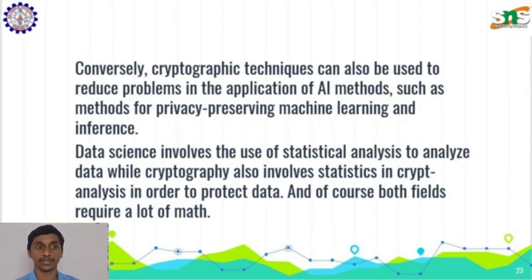Cryptographic techniques can also be used to reduce problems in the application of AI methods, such as methods for privacy, machine learning, and inference. Data science involves the use of statistical analysis to analyze data, while cryptography also involves statistics in cryptanalysis in order to protect data. And of course both fields require a lot of math.